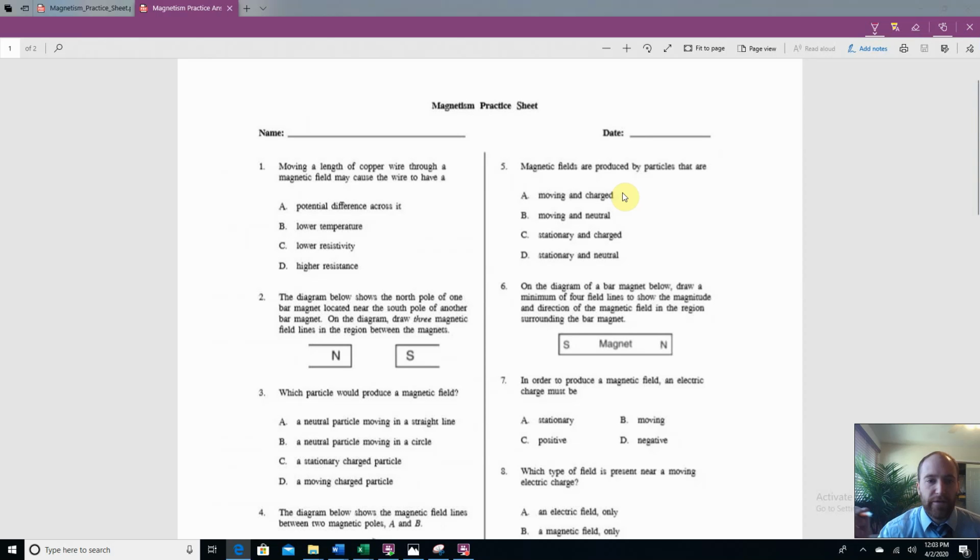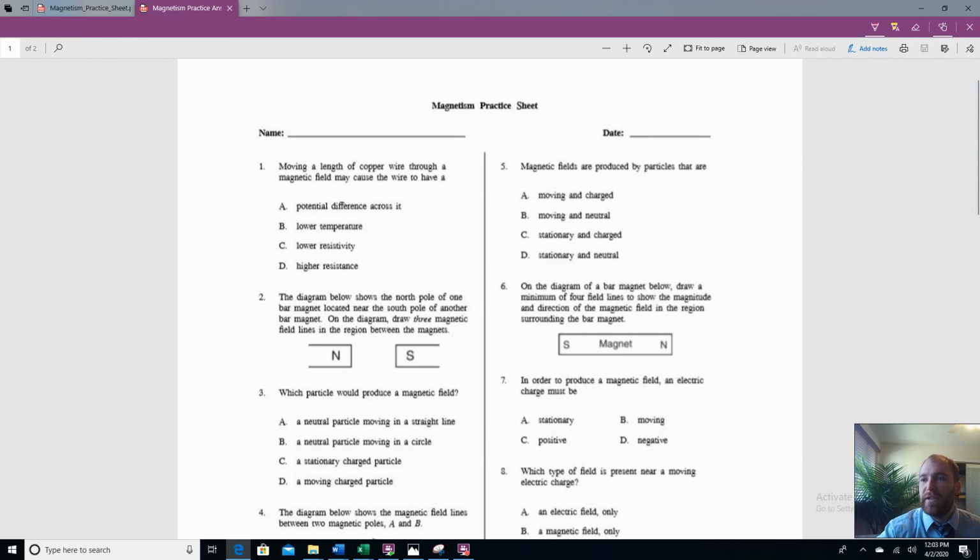Okay. So for this, again, the answers are all the way on the last page of the other PDF, the one that I gave you. So double check your answers, and just skip around to the ones you got wrong. I'm going to go through all of them, but again, just jump around to the ones that you had trouble with. Number 1, moving a length of copper wire through a magnetic field may cause it to have a.